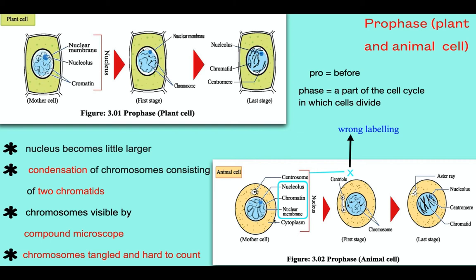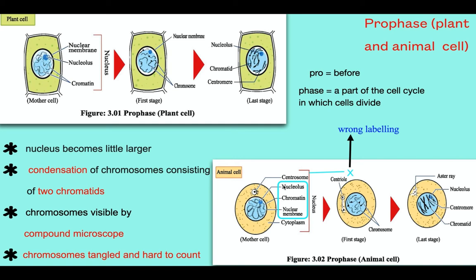In the animal cell, we see the difference. There is no cell wall. Instead, there is a cell membrane. Nucleus is there, nucleolus is there, chromatin is there. We see an extra centrosome, which is not present in the plant cell. Each centrosome contains 2 centrioles, and before cell division, this centrosome is duplicated. That means when the cell is dividing, instead of 1 centrosome, there will be 2 centrosomes at both ends.